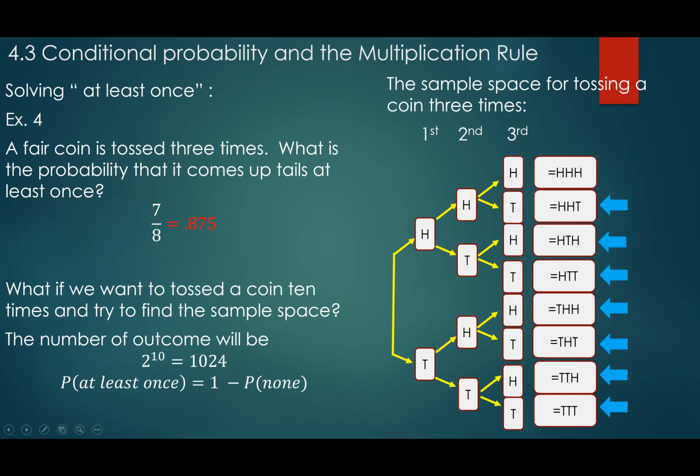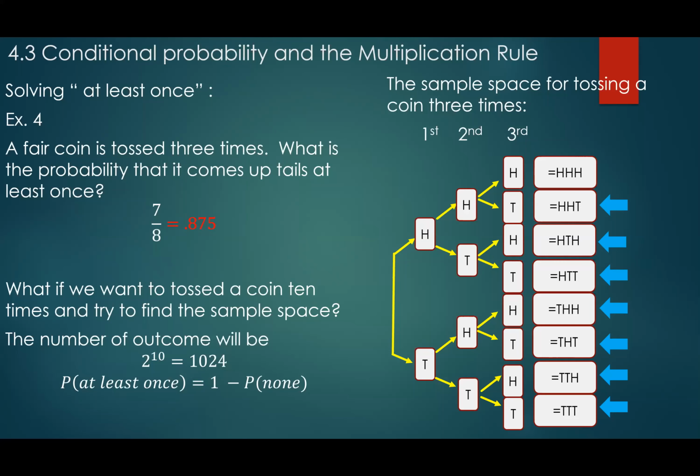at least 1. The formula for at least 1 is this. The probability for at least 1 is 1, which is your maximum probability, minus the probability of none. What does it mean, the probability of none?